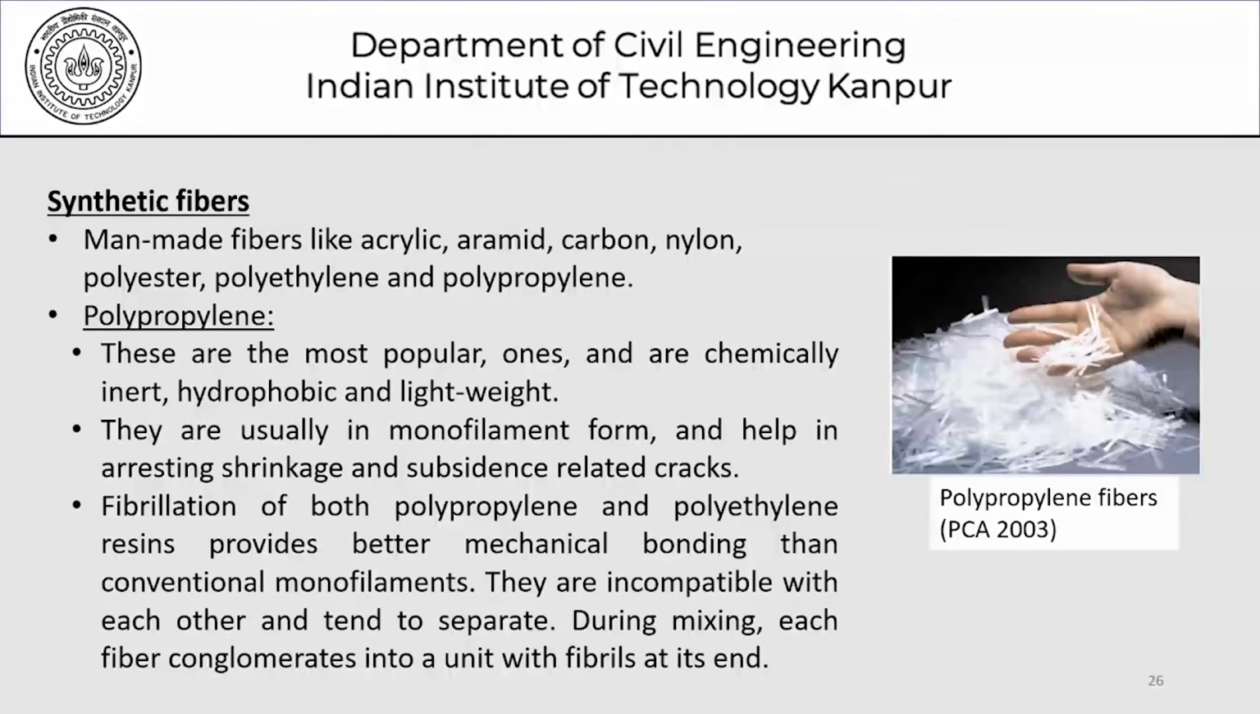Fibrillation of both polypropylene and polyethylene resins provides better mechanical bonding than conventional monofilaments, and they are incompatible with each other and tend to separate. So during mixing, each fiber conglomerates into a unit with fibrils at its end. So these are some of the details that we can be looking at if we are trying to really use polypropylene or polyethylene fibers.